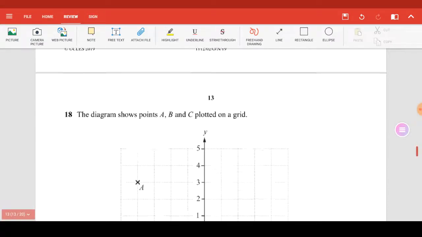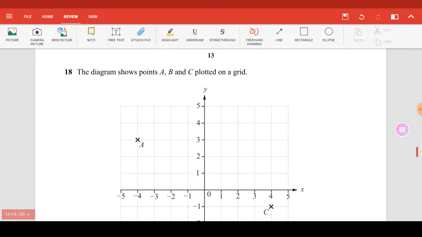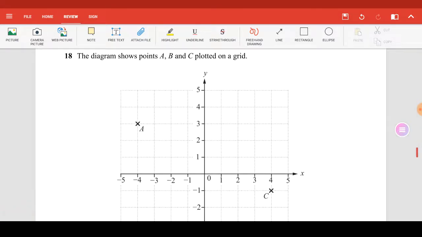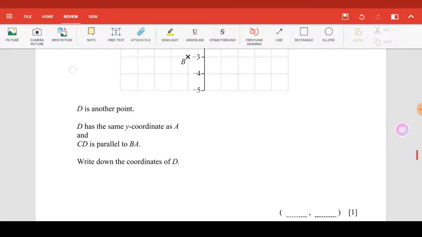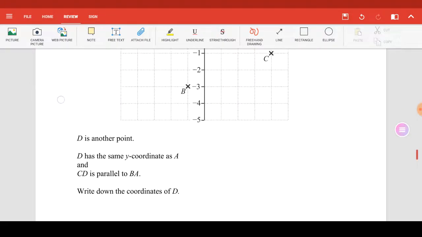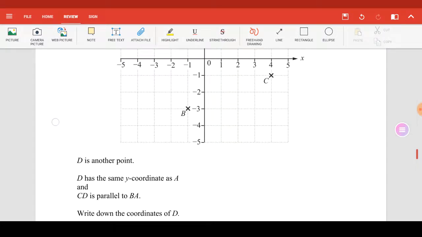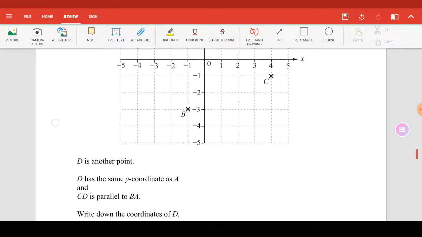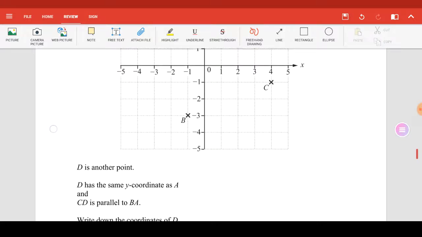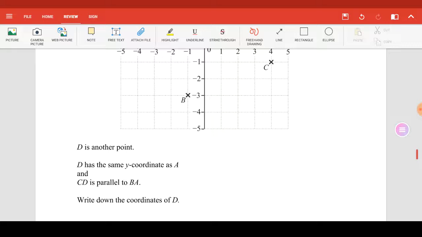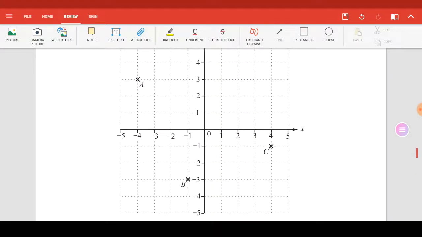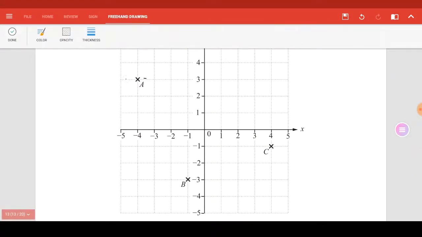or from 360. The diagram shows points A, B, C, and D plotted on a grid. D is another point. D has the same y coordinate as A, and CD is parallel to BA. So the first information, D has the same y coordinate as A, so it will be on this line to have the same y coordinate.